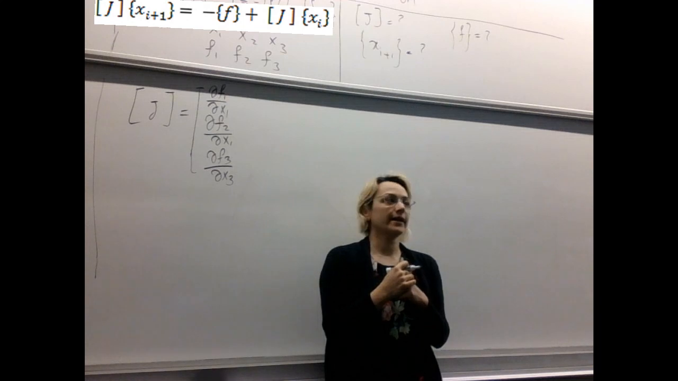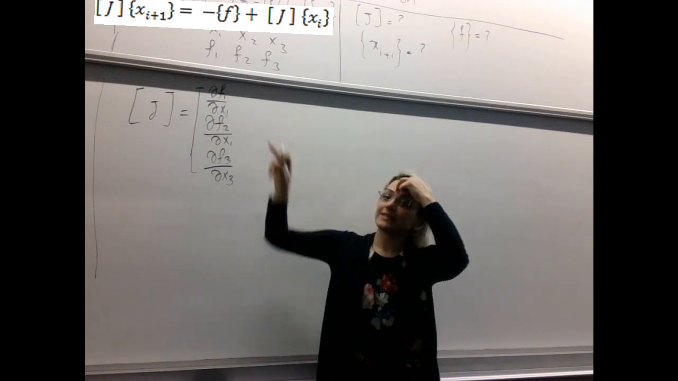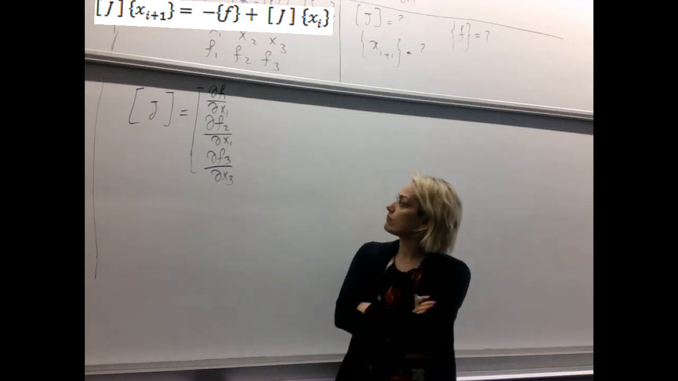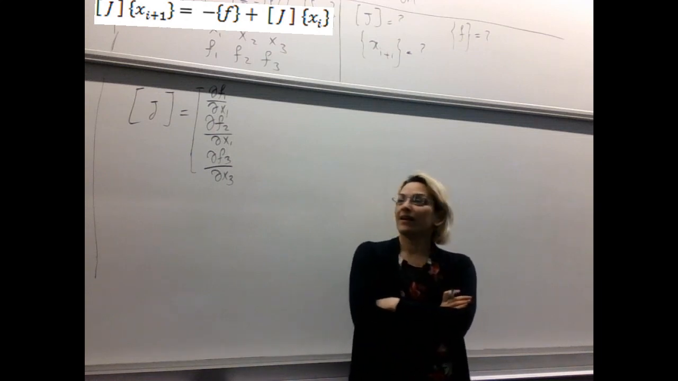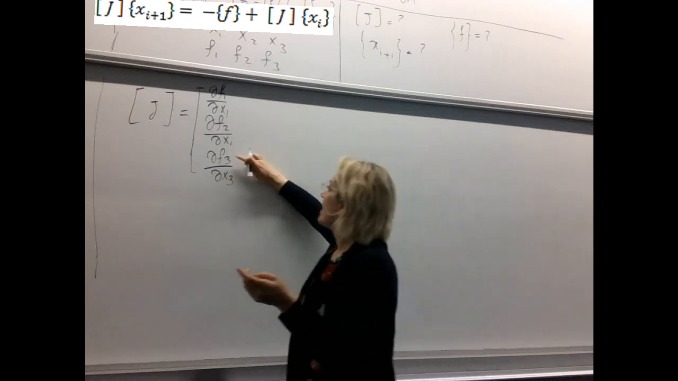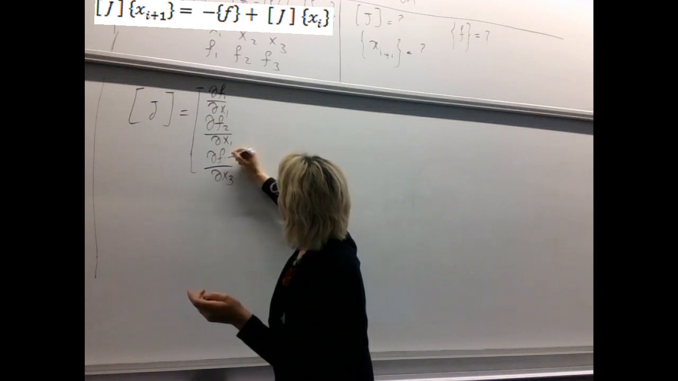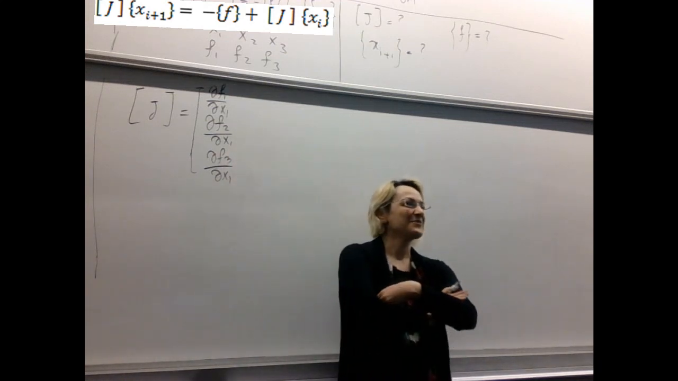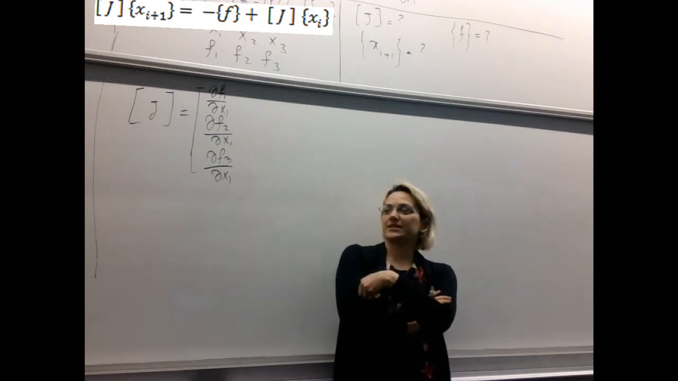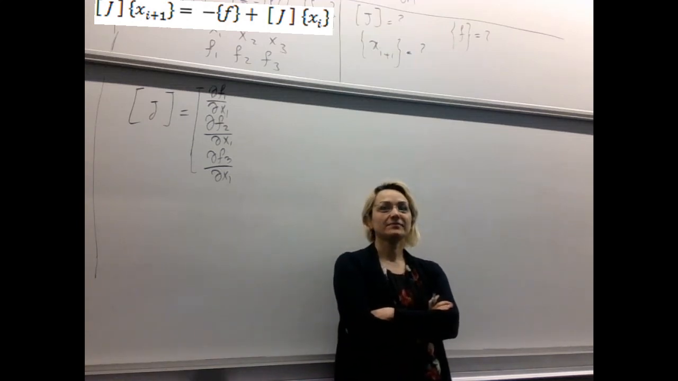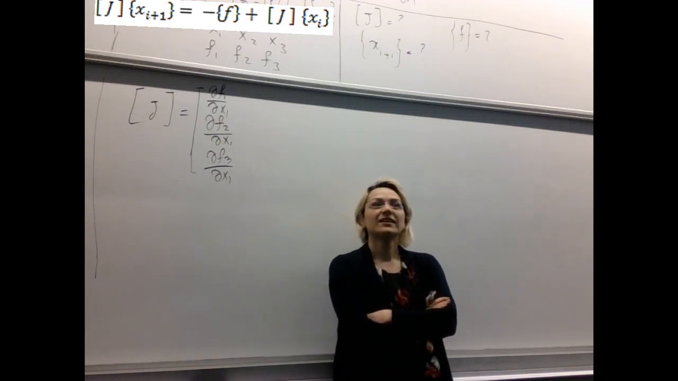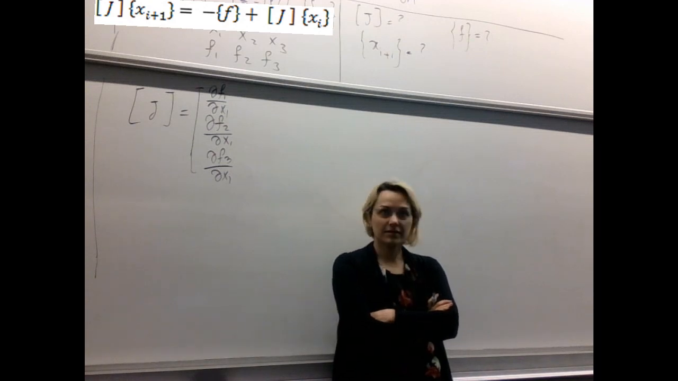What would be the second column? What would be the first element of the second column? So, the last one in the first column should be the x1, right? The x3 and the x1. The x1, yeah. That's correct. Thank you. Okay, any for the second column? That's good. You're really listening. Yes, please.